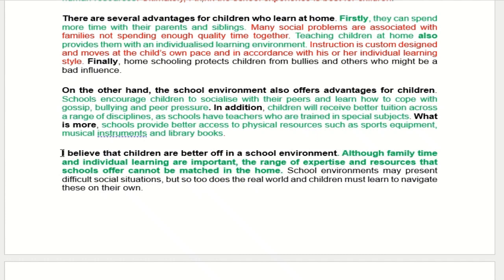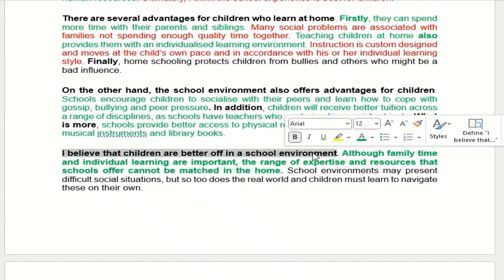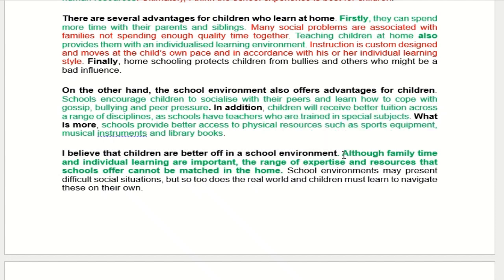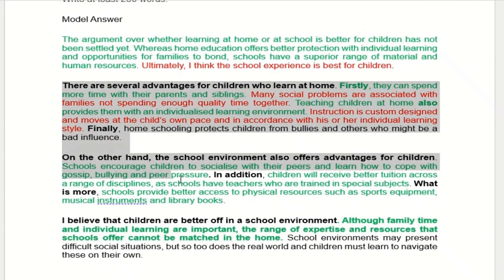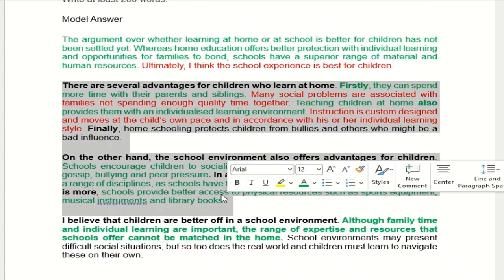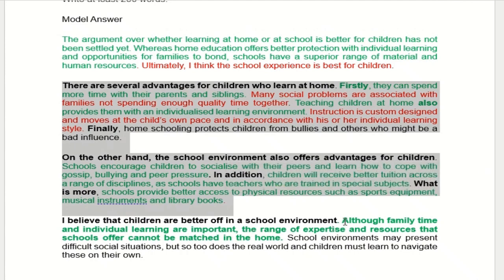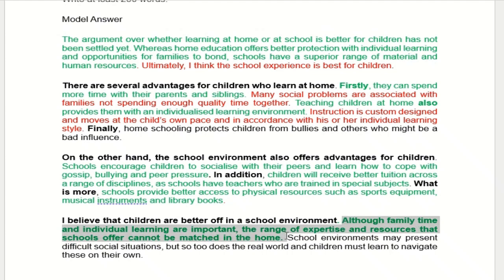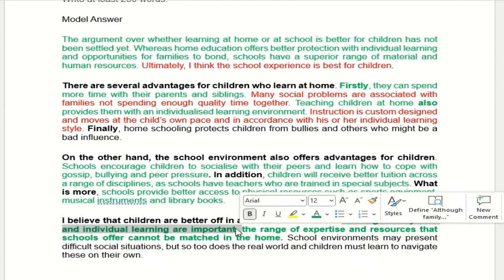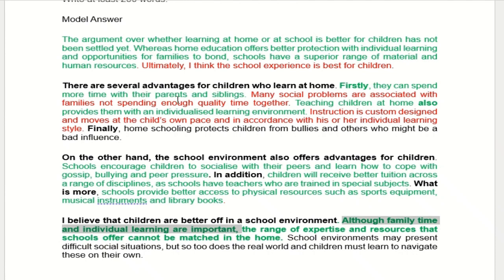And after reformulating your thesis statement in your conclusion, the next thing not to forget is that you have to use a sentence to reflect the points that you made in the 2 body paragraphs. That is what has been done here in this green text in the conclusion. It says, although family time and individual learning are important, this first clause of this second sentence is with reference to the first body paragraph.